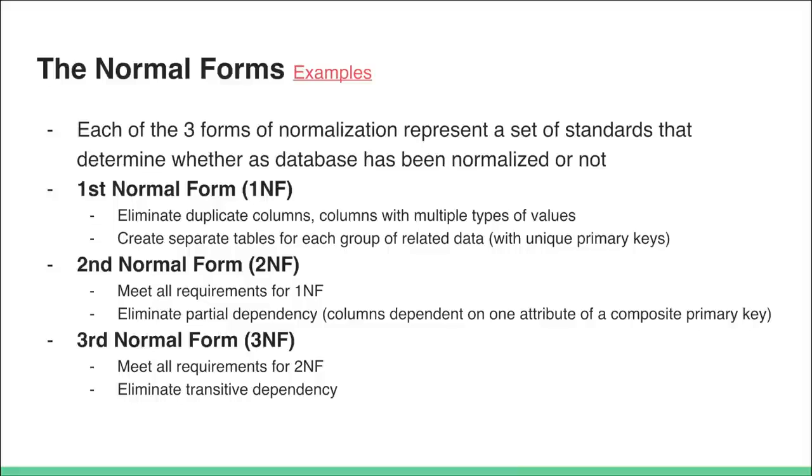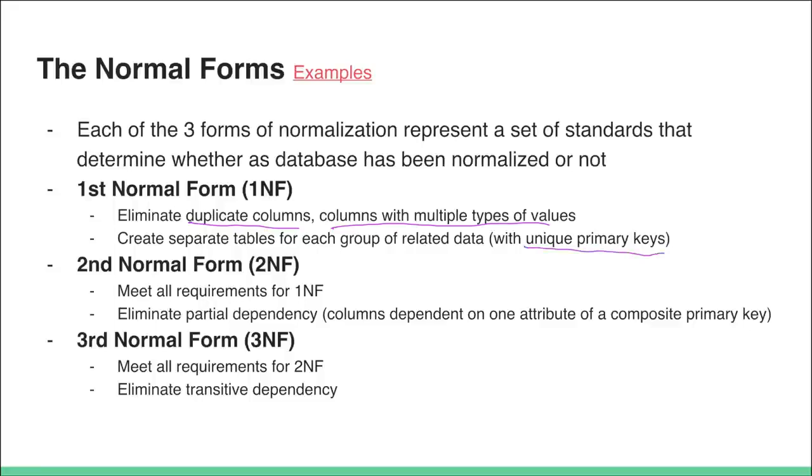We can consider the first normal form to be the least stringent form of normalization, and the third normal form to be the most stringent. Now, the first normal form mandates that we eliminate duplicate columns and columns with multiple types of values. We also want to create separate tables for each group of related data with unique primary keys.